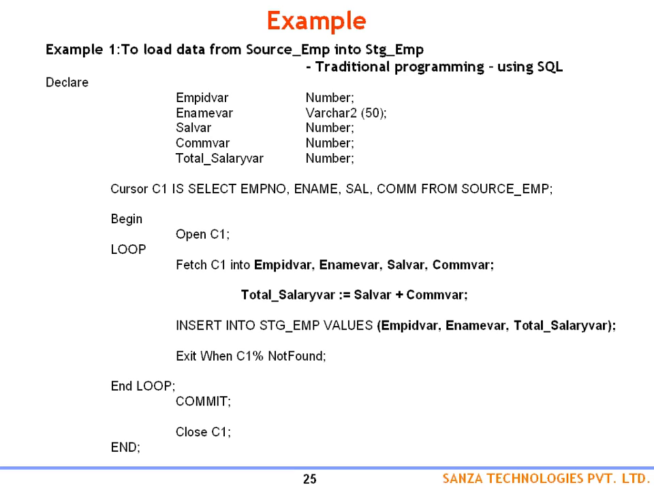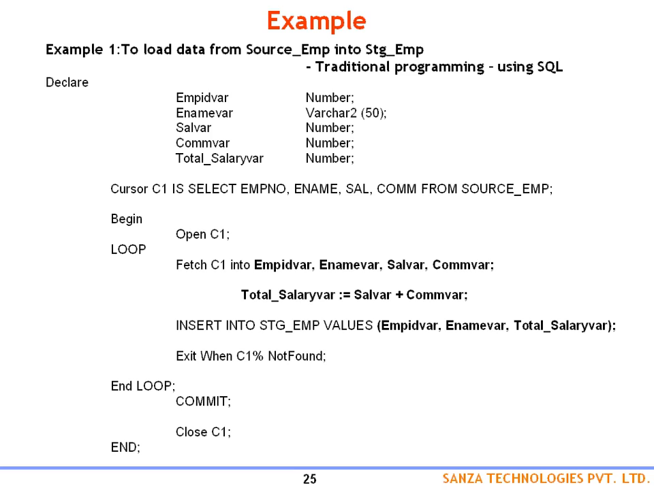So you need to insert into the table the total salary. And after you load the data, you commit it. So this is traditional programming where you declare the variables, declare the cursor, and you loop through, fetch, insert, and commit. What are we doing here?